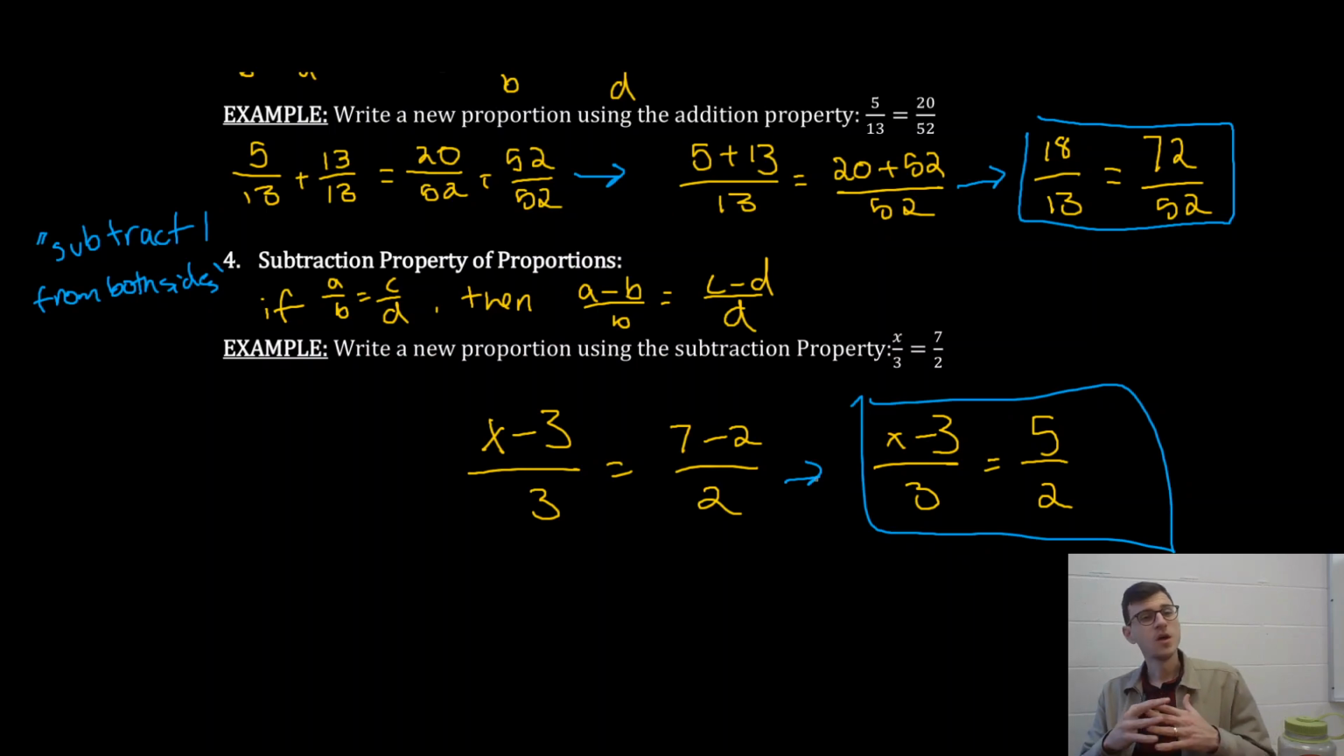Okay, so those are some properties of proportions. We defined what a ratio is. We defined what a proportion is. And we went through the properties. We've got the cross product is the same. The addition property, we're adding 1 to both sides. And the subtraction property, we subtract 1 from both sides.